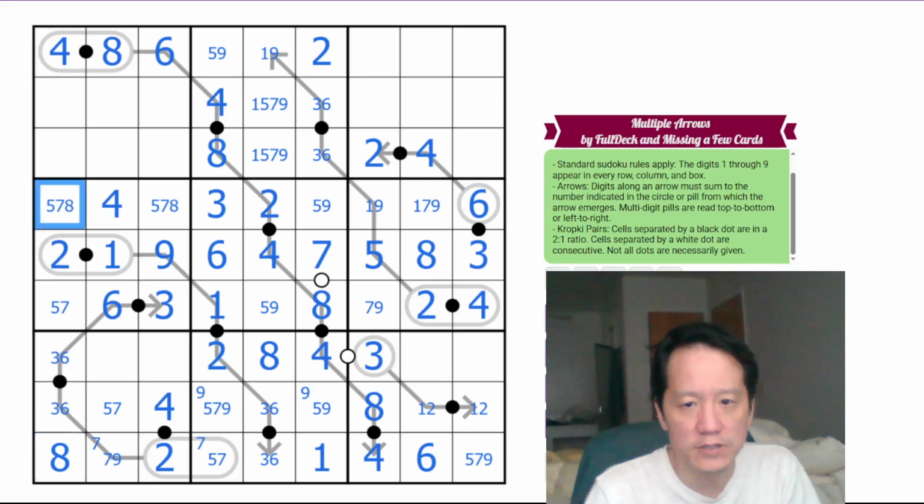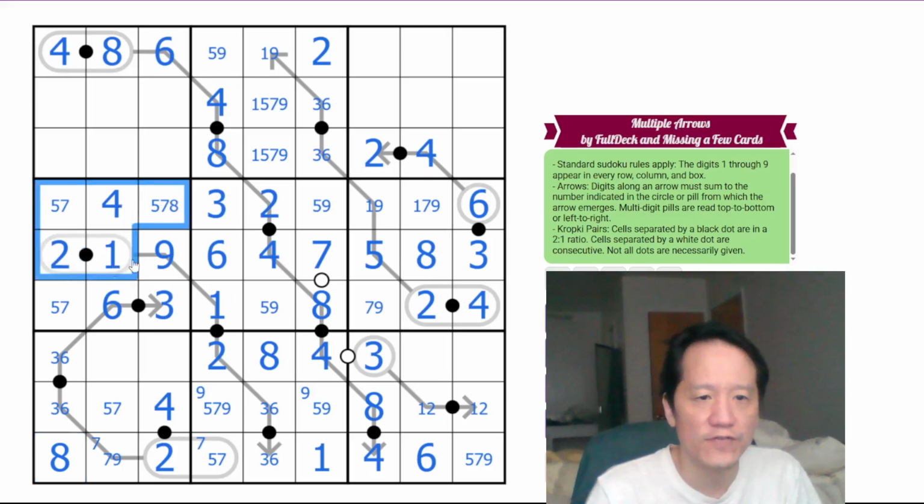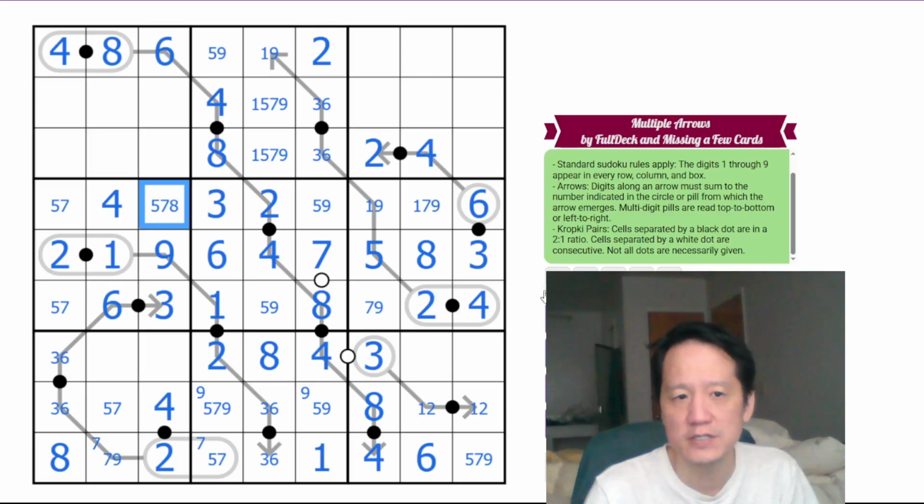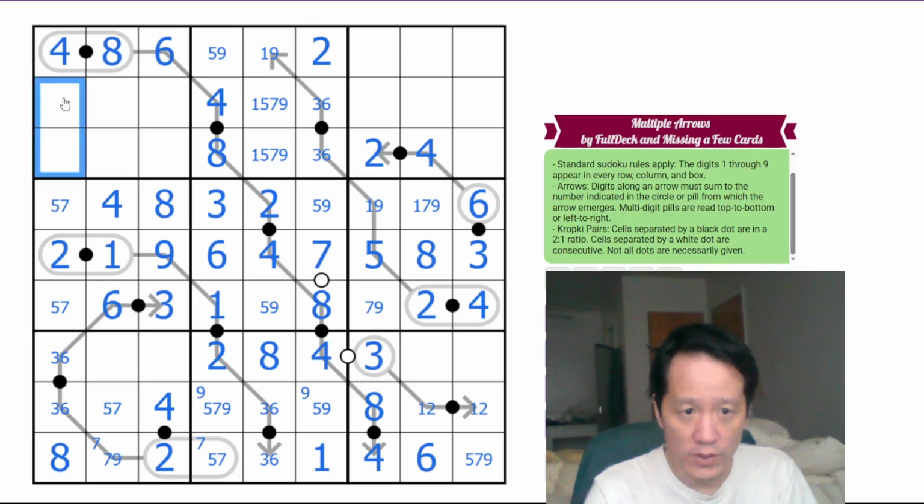So this can't be 8. Well, we now have a 5, 7 pair in this box and in column 1, which eliminates 5 and 7 from the rest of the box and column 1. So this must be 8. The remaining digits here are 1 and 9. So this is 1 and 9 here.